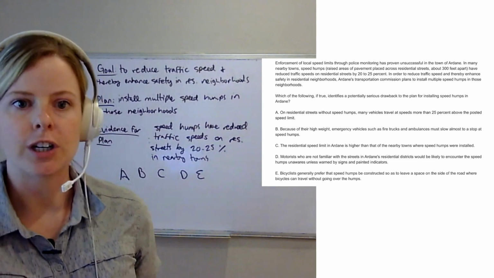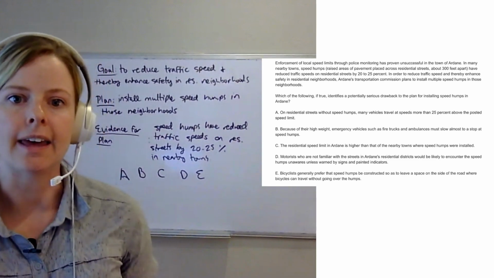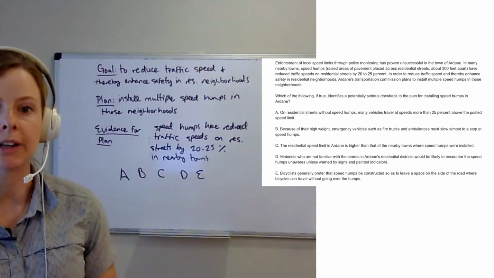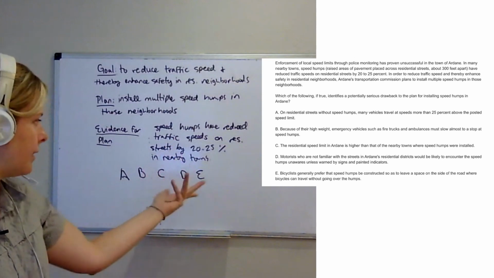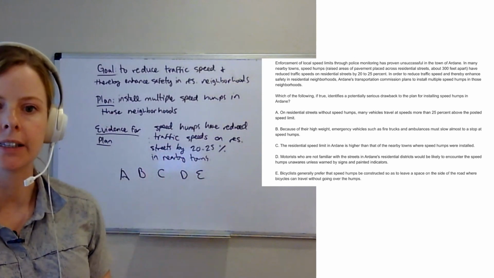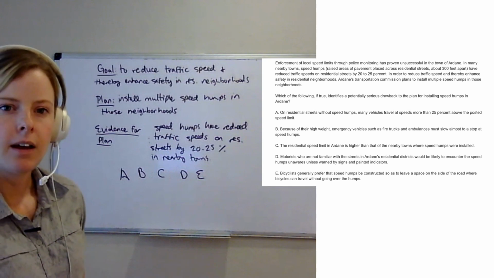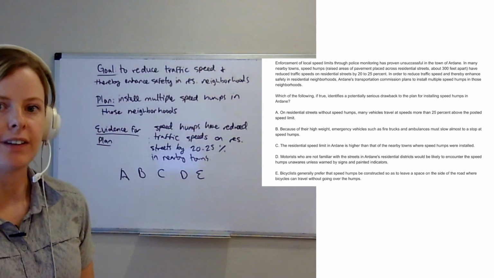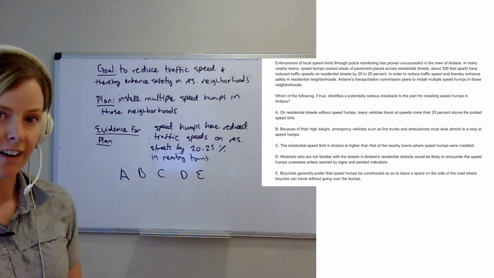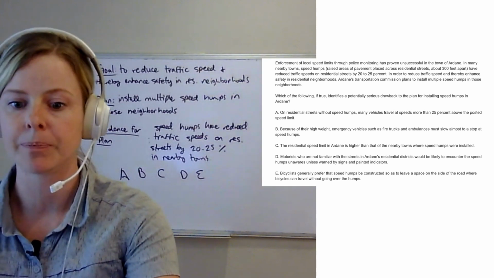Now, let's look at the question. We are trying to identify a potentially serious drawback to the plan for installing speed humps in Ardane. So which of these gives us a potentially serious drawback? Let's check it out. In A, we have, on residential streets without speed humps, many vehicles travel at speeds more than 25% above the posted speed limit.